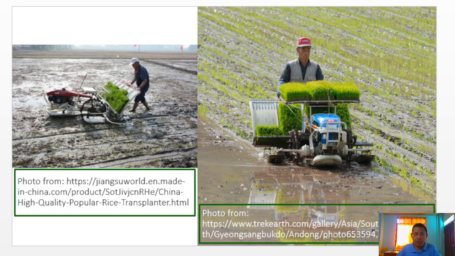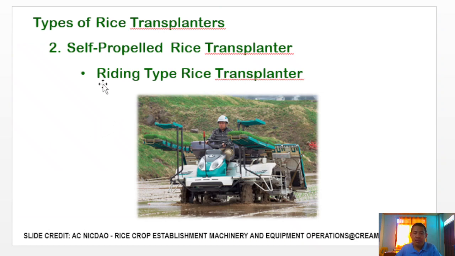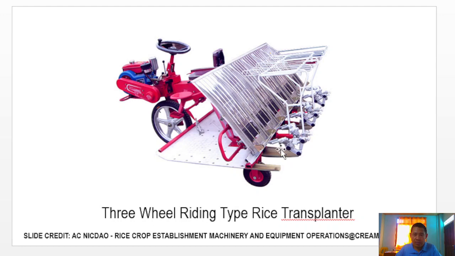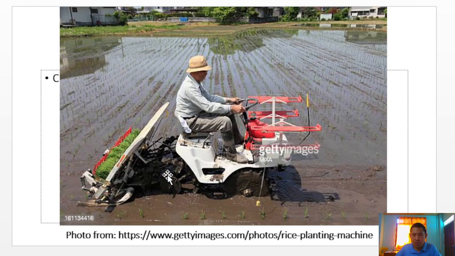These photos were extracted from the internet. As you can see, the credits, the website where they were extracted. Then we have the self-propelled rice transplanter, the riding type rice transplanter. We have the four-wheeled rice transplanter. These pictures were taken at Tadjangao, Kaligtasan, Bungabong. This is a four-wheeled rice transplanter. This one is a three-wheeled rice transplanter. This is also a four-wheel rice transplanter.